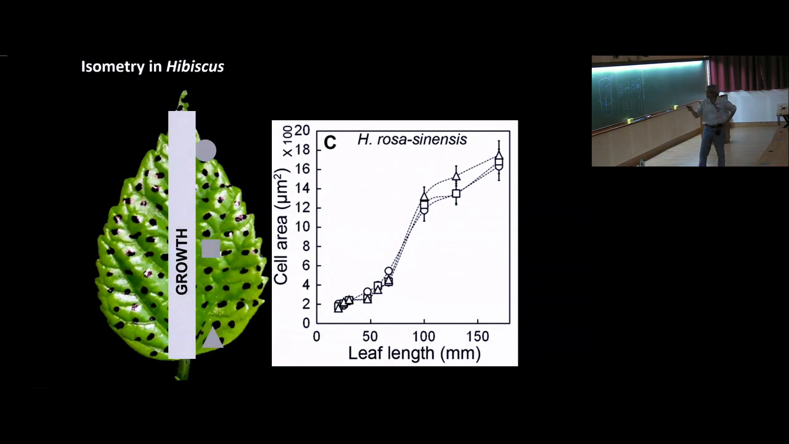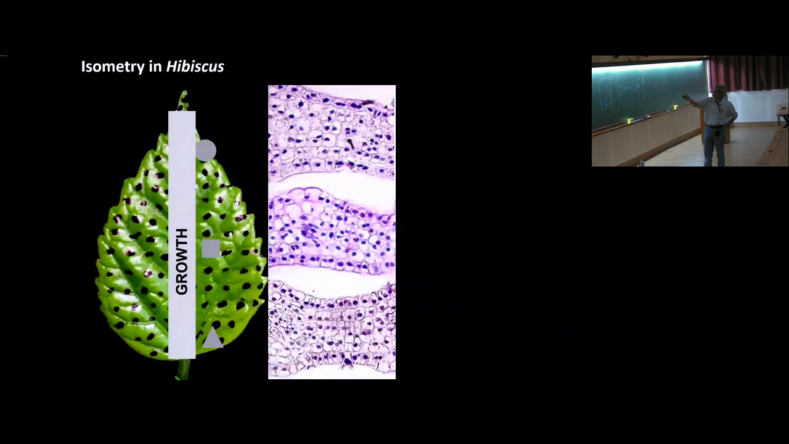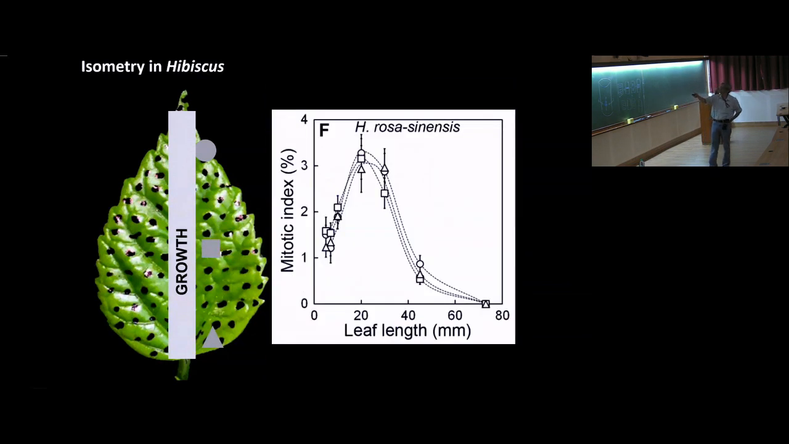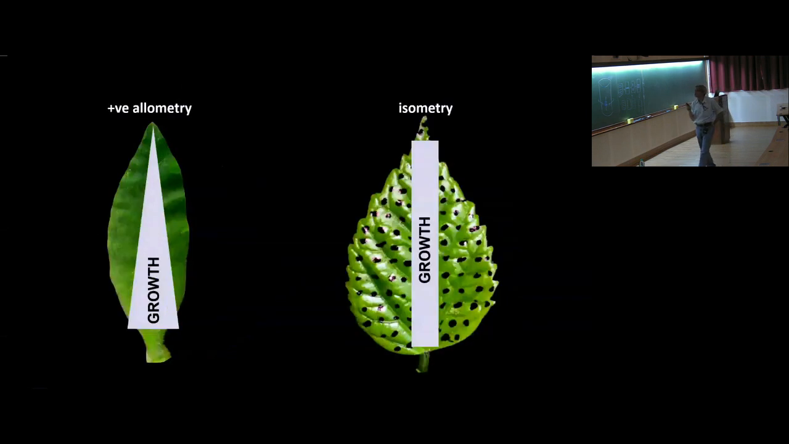So this is a synchronous growth. And the cells are also dividing synchronously. You take the sections and then find out the mitotic index, which is pretty similar at this stage and at all stages. So this is a young leaf and this is the old leaf, and you can see the mitotic index at three different positions are pretty similar. So you have an isometry.